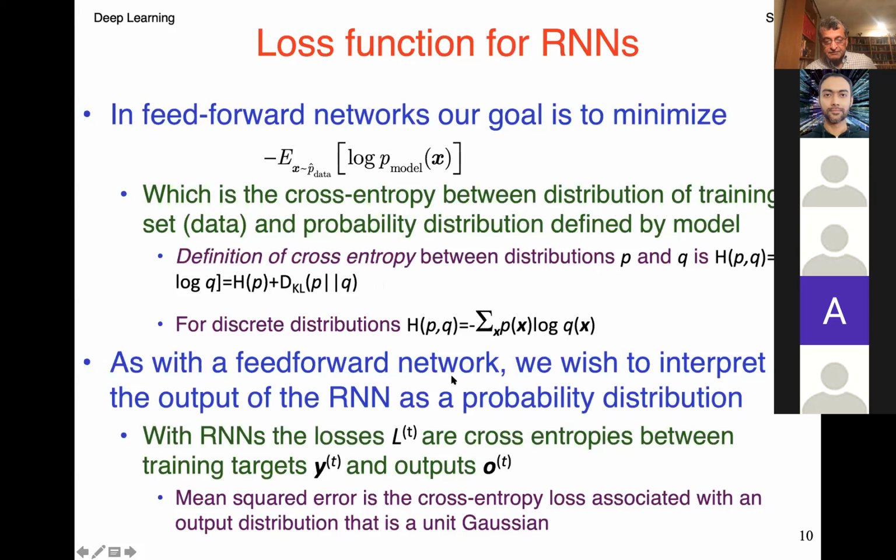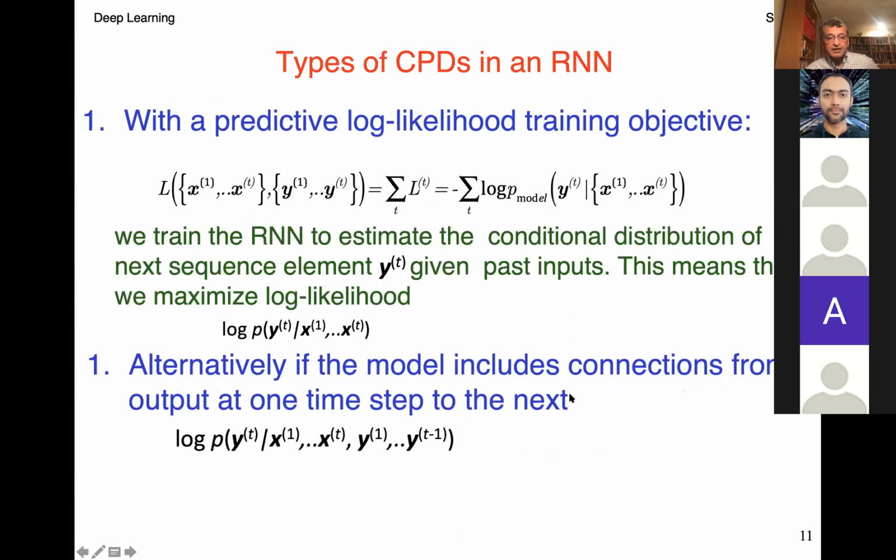As with a feed-forward network, we wish to interpret the output of an RNN as a probability distribution. With RNNs, the losses are cross entropies between the targets and the outputs. Mean squared error is the cross entropy loss, okay. With a predictive, we just saw simple sequence lengths that are common. A predictive log likelihood training objective is this. We train the RNN to estimate the conditional distribution of the next sequence element given the past inputs. Alternatively, if the model includes connections from the output at one time step to the next step, this is the second model.